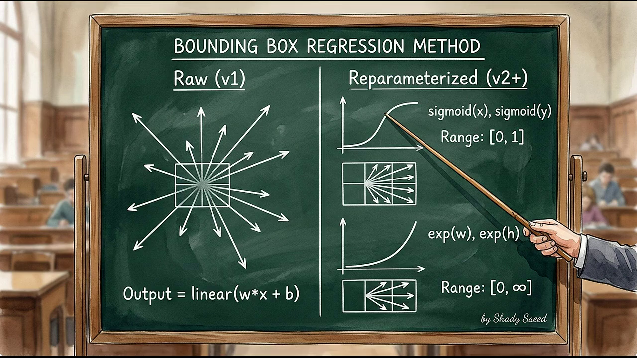Let us go deeper. In YOLO v1, each cell directly predicts X, Y, W, H, but raw predictions are unbounded and hard to learn. Starting with YOLO v2, predictions are offsets relative to grid cells and anchor boxes. The center offset uses a sigmoid so it stays between 0 and 1 within the cell. Width and height use an exponential so they are always positive. This reparameterization stabilizes learning enormously.